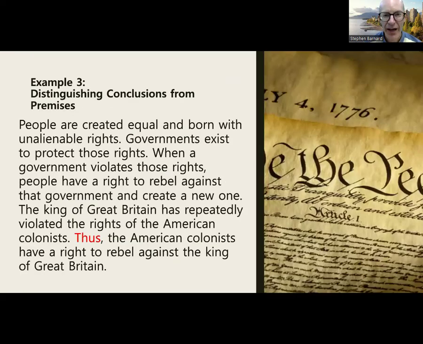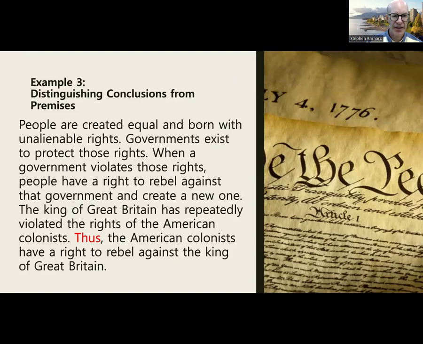Number three, here we have the example from the Declaration of Independence. We have a number of premises here. People are created equal and born with unalienable rights. Governments exist to protect those rights. When a government violates those rights, people have a right to rebel against the government and create a new one.